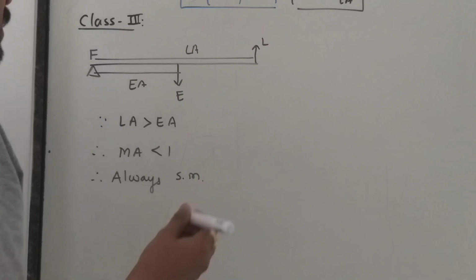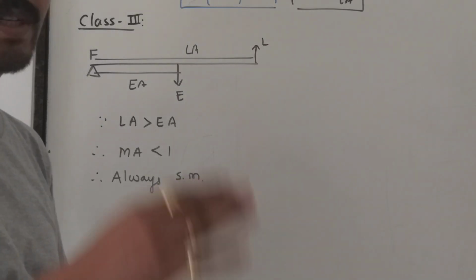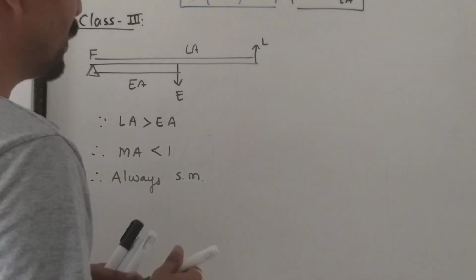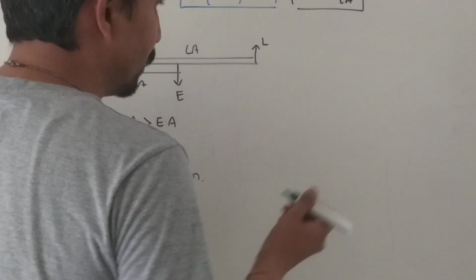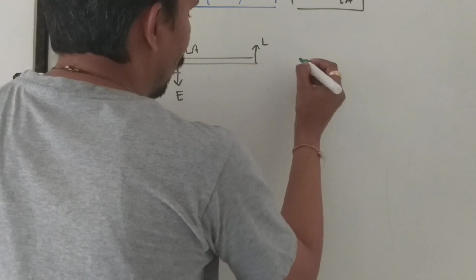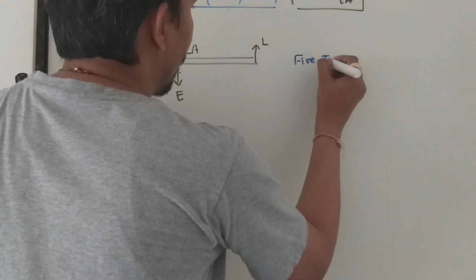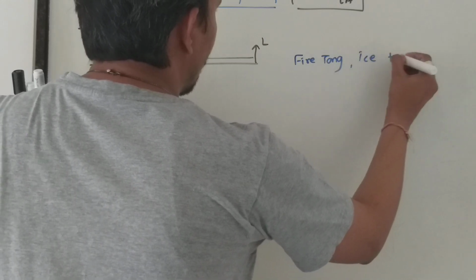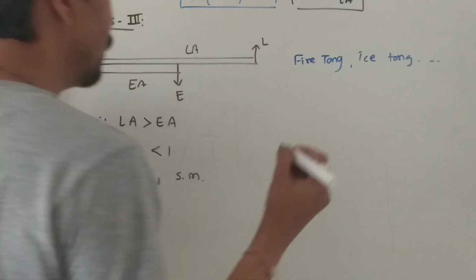Don't call this the third class lever. It is class 1, class 2 and class 3 lever, right? It is class 3 lever. What are the examples for this? The example for this will be a tong, different types of tong. So we'll take a fire tong, right? Knife, fire tong, ice tong. All these are examples of this part.